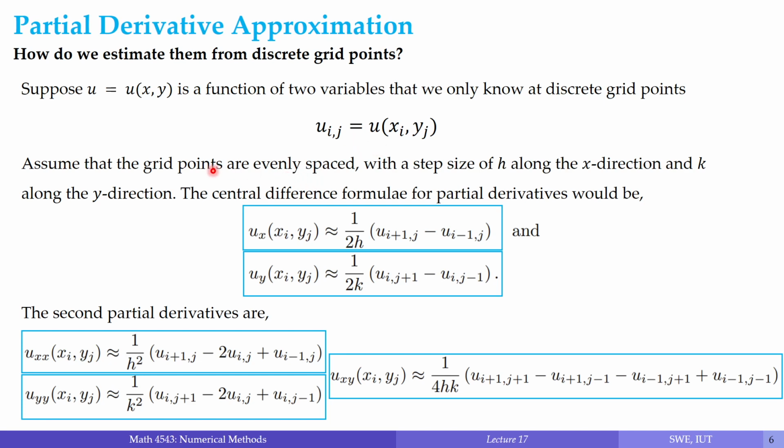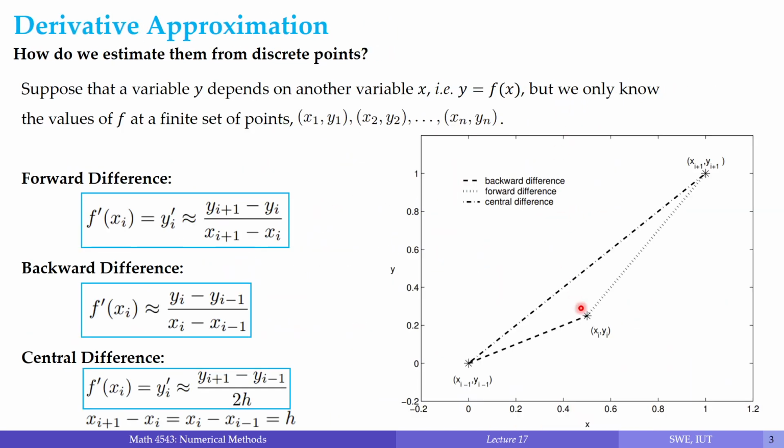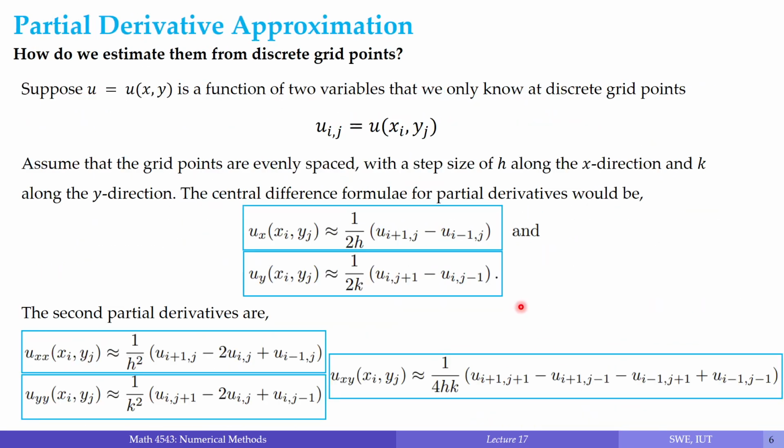Another thing that we're going to assume is that whatever discrete grid points I have with me, they are evenly spaced. For the 1D case, what did we see? They were evenly spaced by a magnitude of h, right? Our step size was h. Now for the 2D, or bivariate case, the step size along the x direction will be h, and the step size along the y direction will be k. So after each h units, we are going to get a particular x value, and after each k units, we are going to get a particular y value.